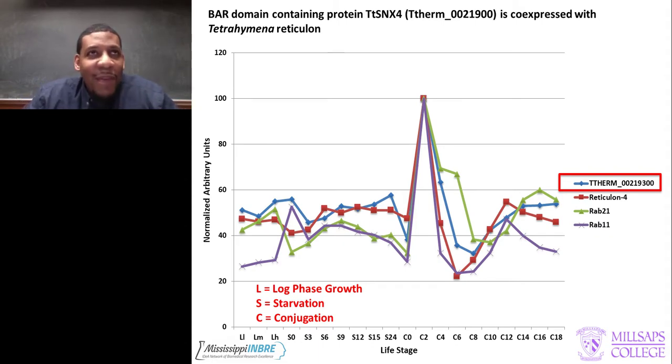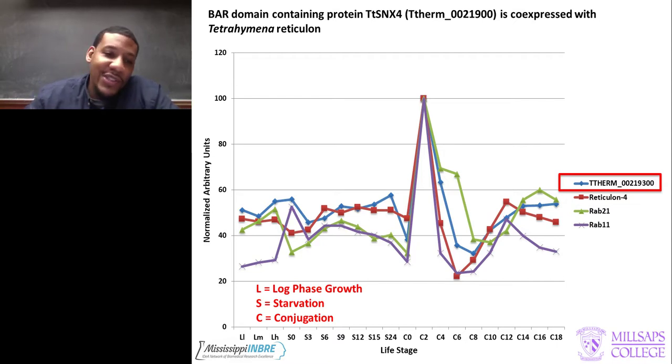there are genes that may be co-expressed. That is to say, there are genes that have very similar patterns of expression. And so when we were characterizing Reticulon's expression, what we noticed was that there was another gene, this gene T-therm 0021930, okay, that had the same expression pattern as Reticulon. And so essentially what we did was we wanted to see if this gene might be playing a role in conjugation, just like we think Reticulon is.